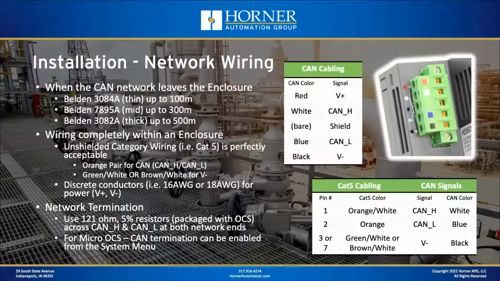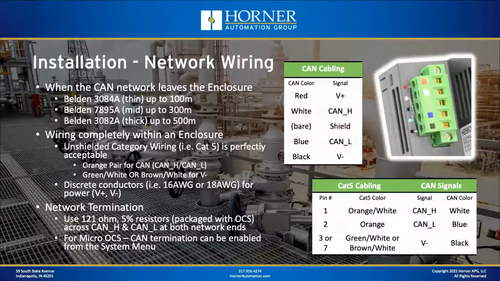Now for power, remember, SmartRail gets its power from the network connector. For power, you'll want to run that through discrete conductors, separate conductors, say 16 gauge, 14 gauge, 18 gauge wire for the 24 volt power nominal that's going to be powering up the base. So you won't run that power through the Cat5 cable, for instance.